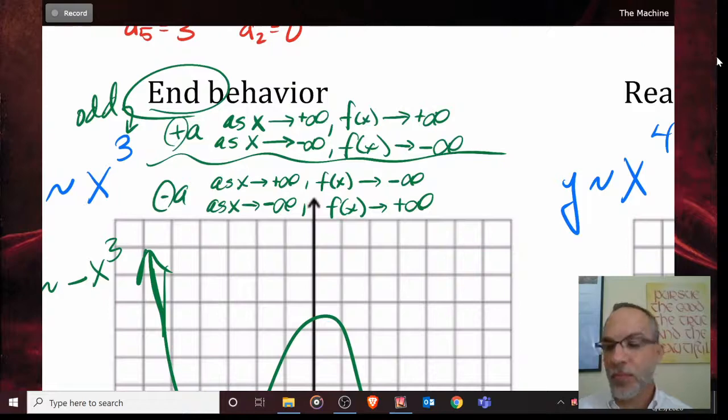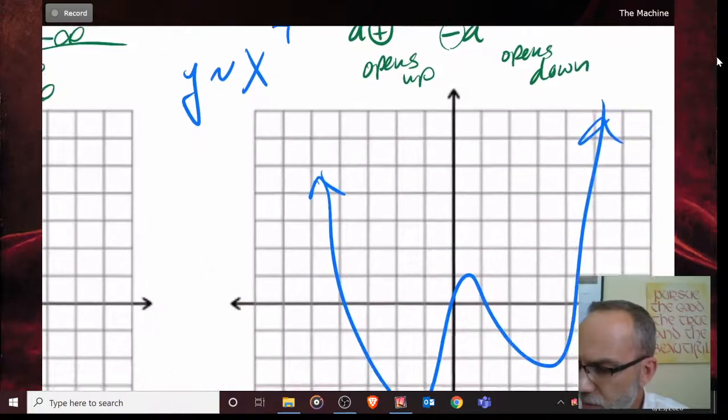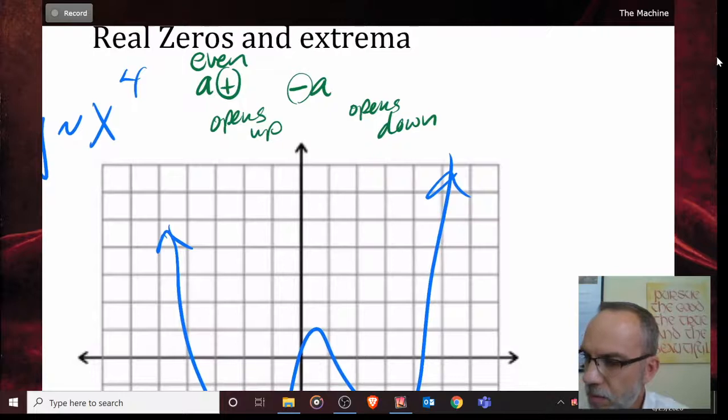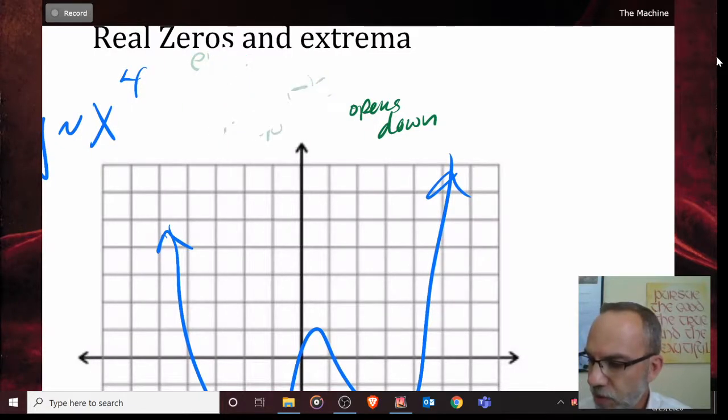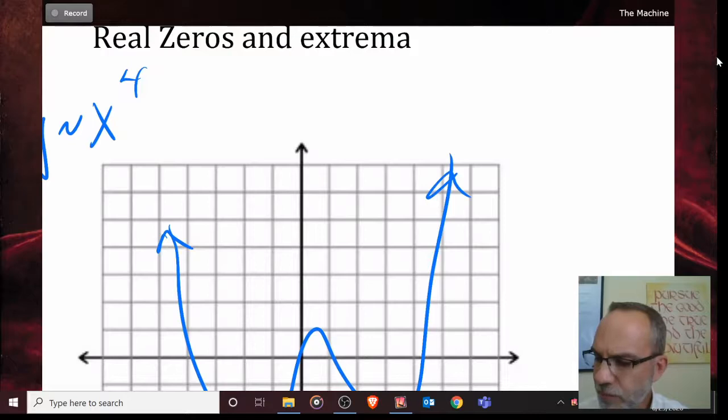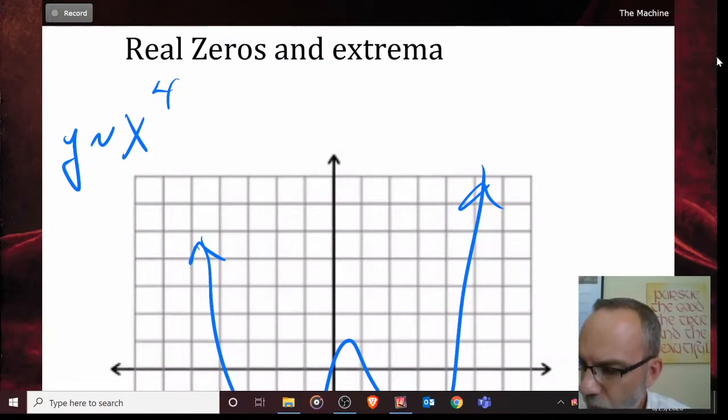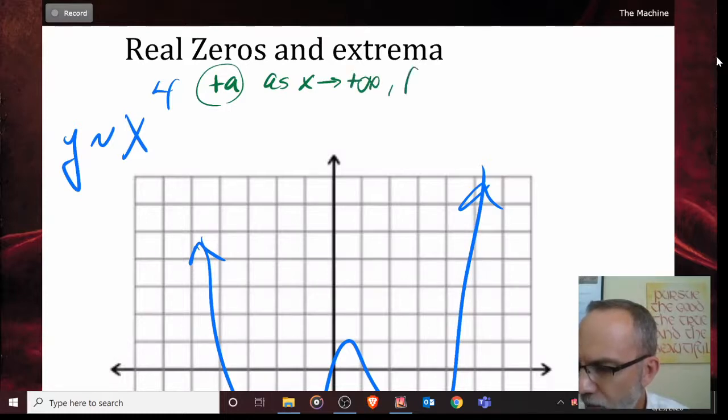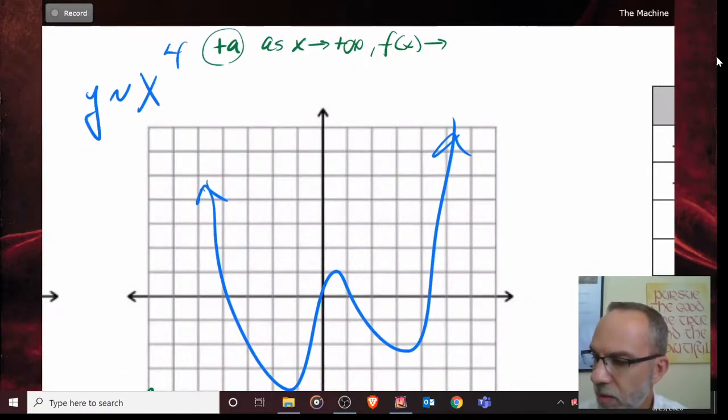Whew. How about end behavior for an even function or an even degree function? Okay, let's talk about that. For a positive a, a leading coefficient that's positive, as x goes to the right forever, what does f of x do? Starting in the middle and going to the end, I'm going to the right forever. What does my y value do? The y value also goes to positive infinity.